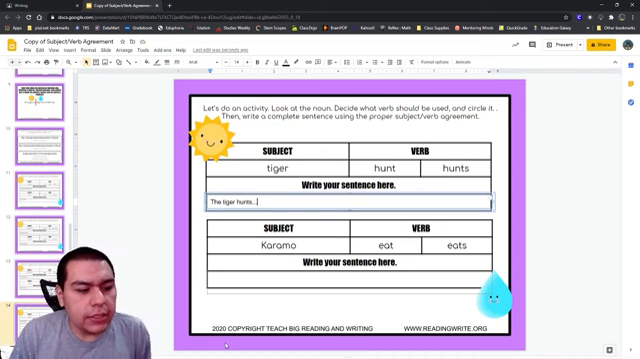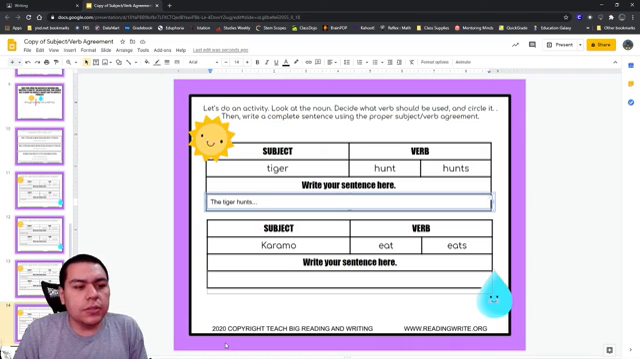How else could I end that sentence? The tiger hunts what? Alexa? For its prey. Okay, its prey. Chase, do you have a different way to end it? The tiger hunts what? What else could the tiger hunt? Deer. Okay, the tiger hunts deer. Any of those would be great ways to end that sentence.